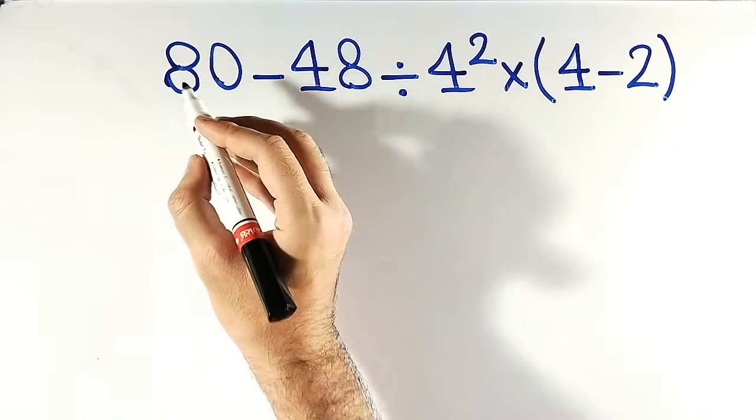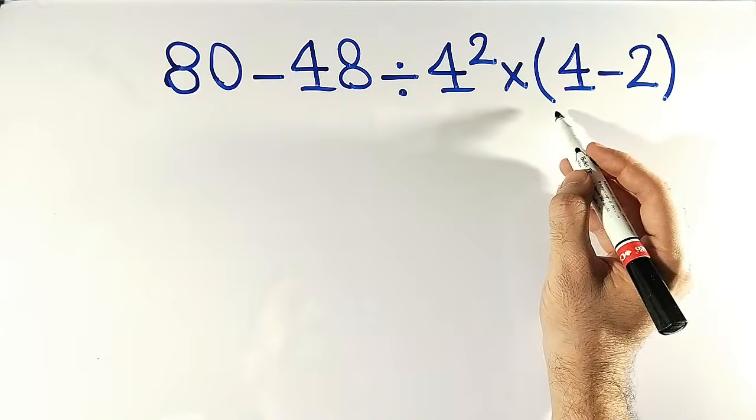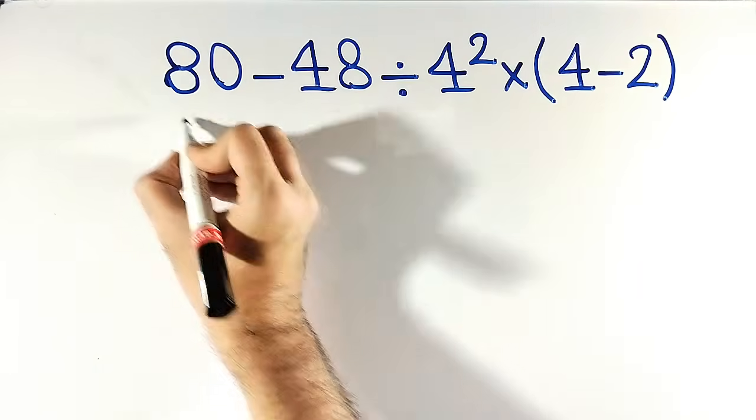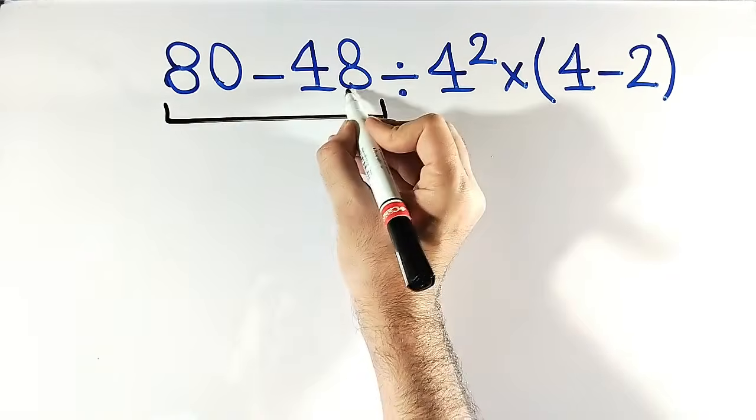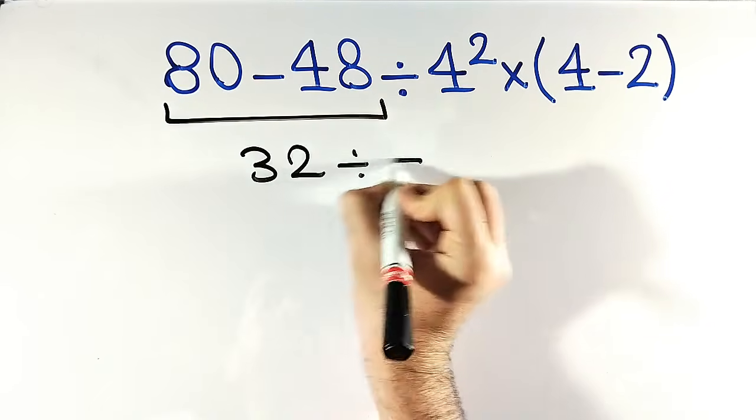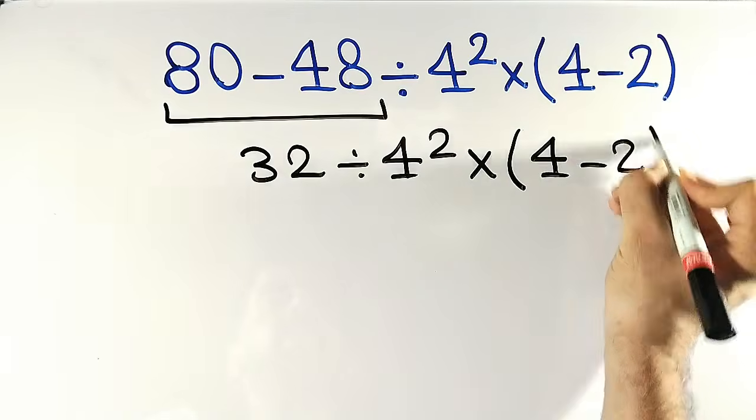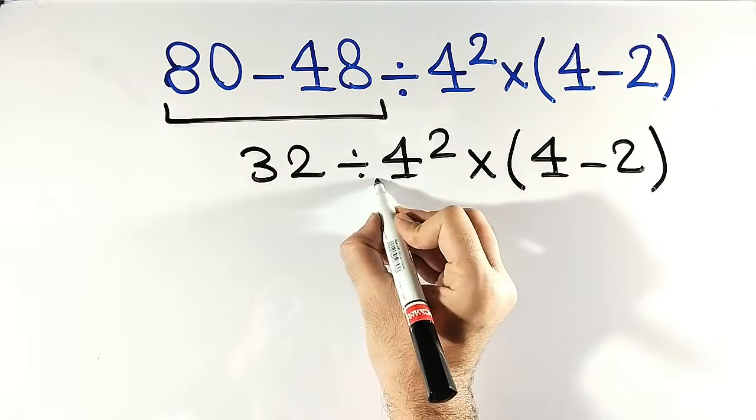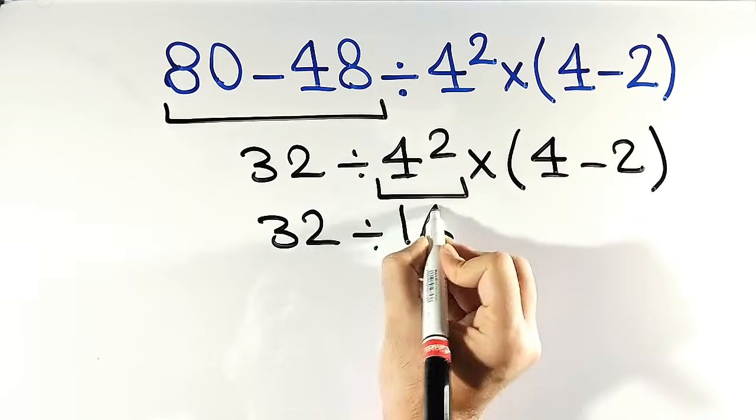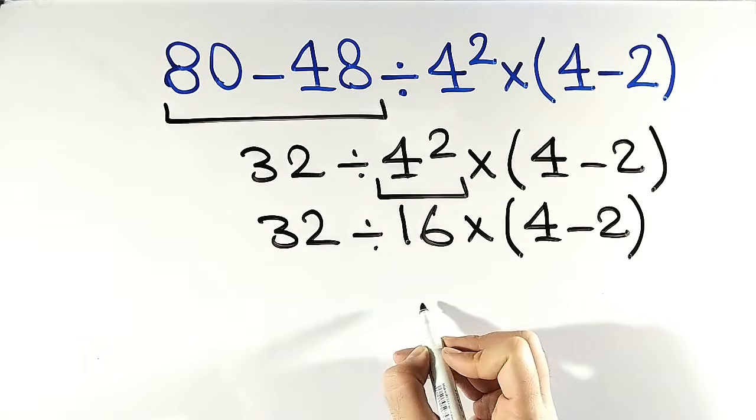What is the value of the expression 80 minus 48 divided by 4 squared multiplied by open parenthesis 4 minus 2 close parenthesis? Many people when solving this question first go for the subtraction between 80 and 48 and instead of this expression they write 32 divided by 4 squared multiplied by open parenthesis 4 minus 2 close parenthesis. And the next step, they go for the exponent and write this expression as 32 divided by 16 multiplied by open parenthesis 4 minus 2 close parenthesis.